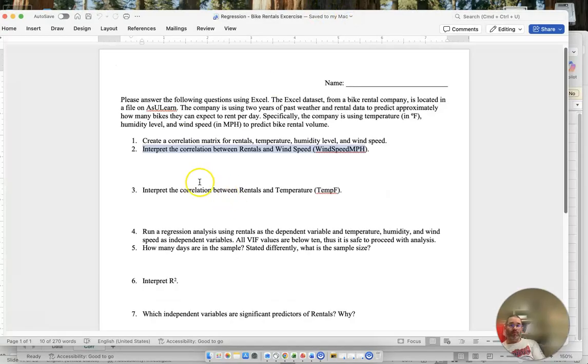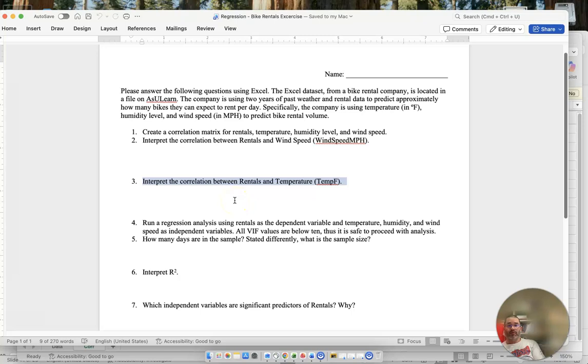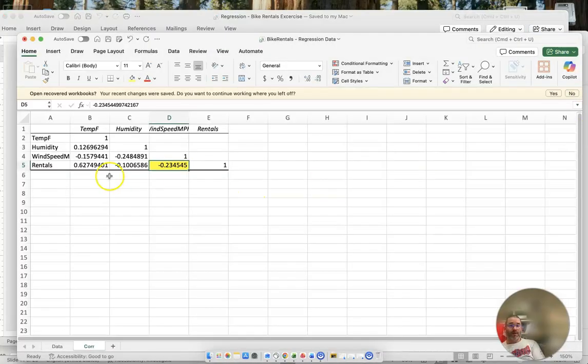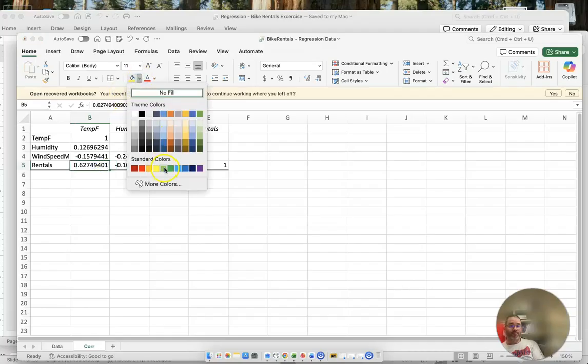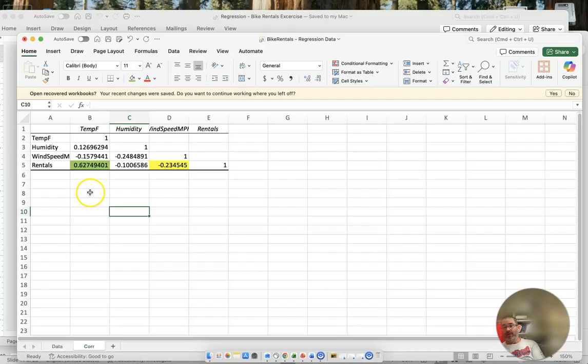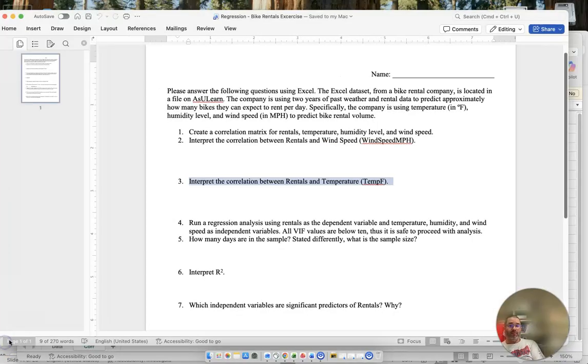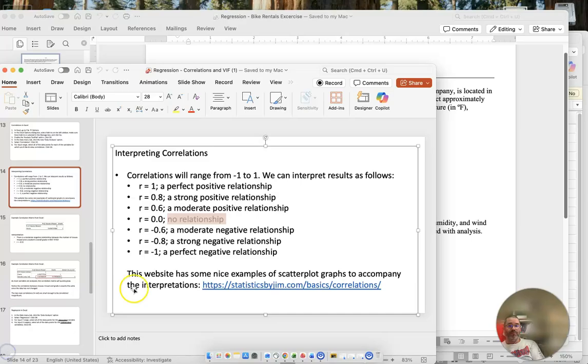All right, let's go on to number 3. Interpret the correlation between rentals and temperature. So we can do that as well. Rentals and temperature. Now we're looking at this one here, and here we see a bigger number. If we round that, let's say it's a positive 0.63. And here we have made that threshold.